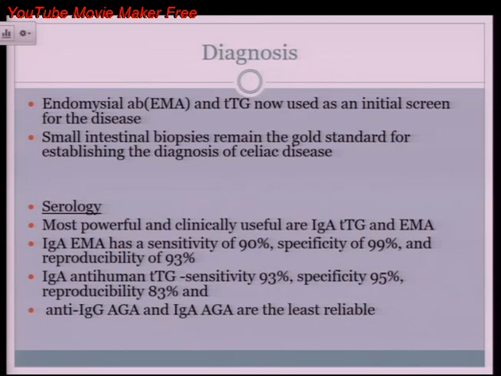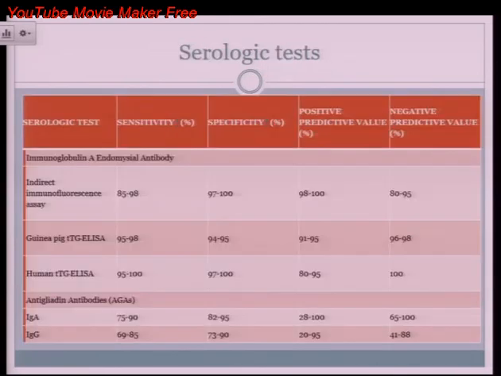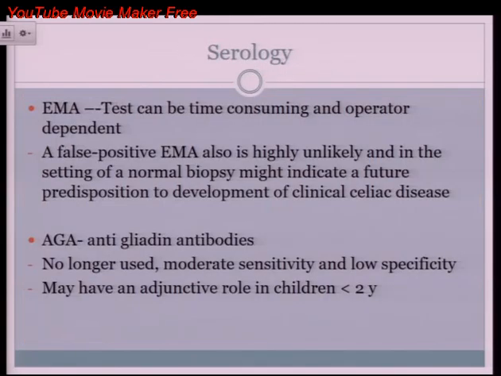There's also the anti-AGA antibody, also IgA and IgG. These are less reliable. The only situation where you would check an AGA antibody would be in kids, because in kids, the TTG can be false negative. So EMA, we rarely check that. It's a very time-consuming test and it's time-dependent.